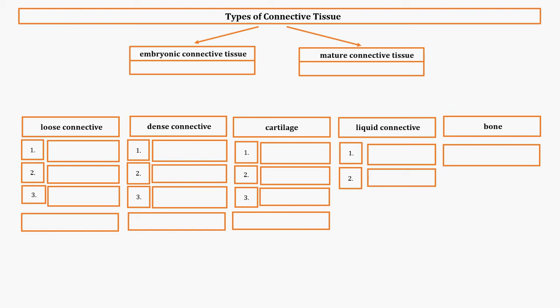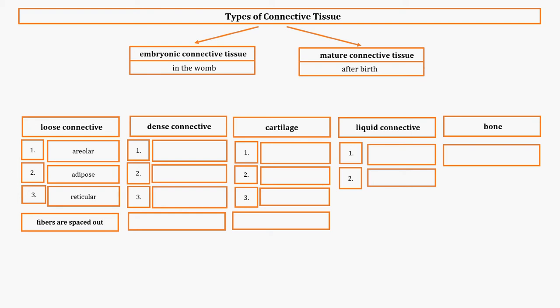Okay, so in this video, we're now going to be looking at the different types of connective tissue. First, you have embryonic connective tissue, which is tissue in the womb, and mature connective tissue, which is after birth. Now, there's 5 different types of connective tissue. First, we have the loose connective tissue, and there's 3 types of loose connective tissue: areolar, adipose, and reticular.